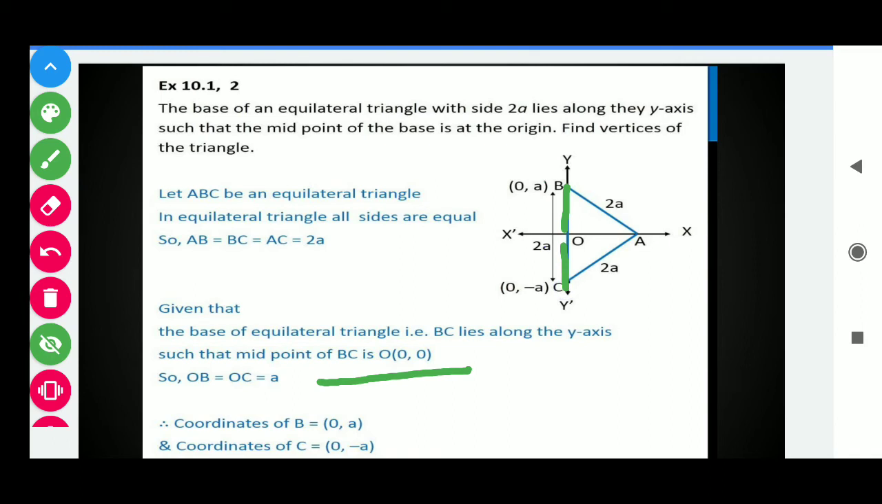But students, on the y-axis, we mark the ordinate in the form of (0, a). Here the ordinate is a and the abscissa is 0. In the same way, the ordinate is 0 and the abscissa is minus a. Now we have the coordinates of B and C, but we are left with only A.